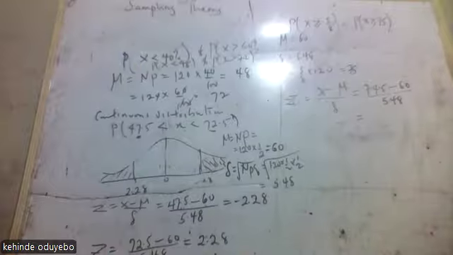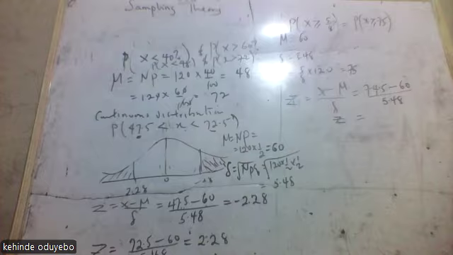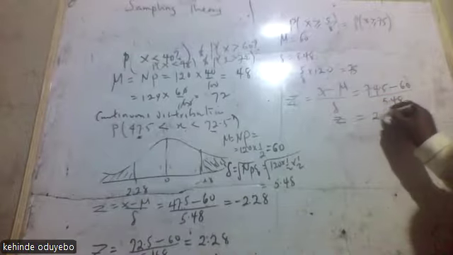Minus mean is 60, standard deviation is 5.48. Give me the value. This one is not in the book. Okay, let me calculate the value: 74.5 minus 60 over 5.48. Quickly. The value is 2.65. 2.65, right?